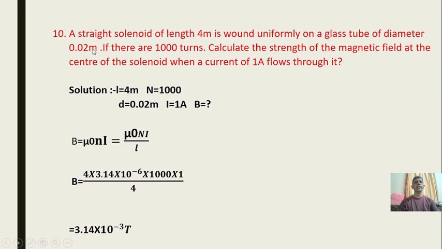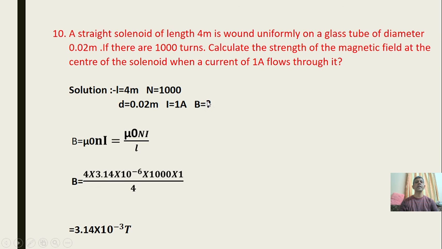Again, the 10th problem is a straight solenoid of length 4 meter wound uniformly on a glass tube of diameter 0.02 meter. If there are 1000 turns, calculate the strength of the magnetic field at the center of the solenoid when a current of 1 ampere flows through it. Here, the length of the solenoid L is given, that is 4 meter. Number of turns is given, that is 1000. Diameter is given, d is equal to 0.02 meter. Strength of the current is given, I is equal to 1 ampere.